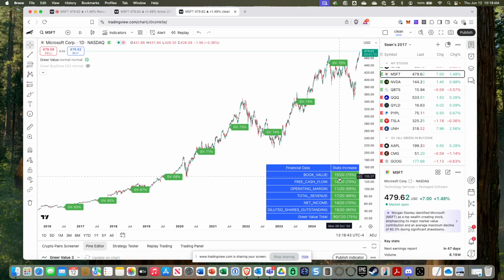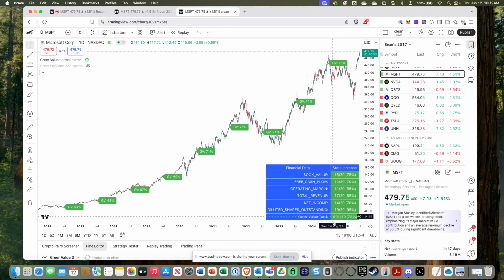As you can see here, for Microsoft, out of the 20 years, 15 times the book value has increased. Free cash flow, 14 times out of the 20 years, the free cash flow has increased, and so on. So I basically take all of these statistics, and you can see all of these are green, so that's positive.